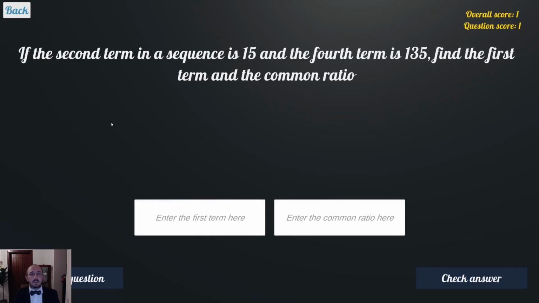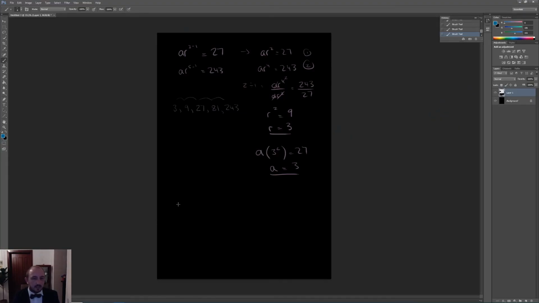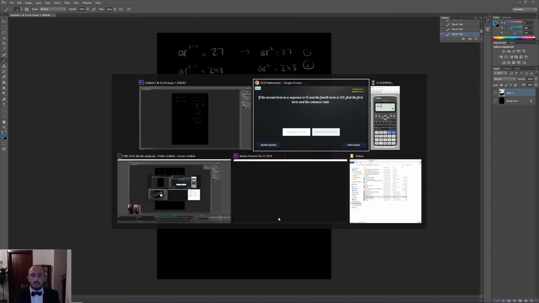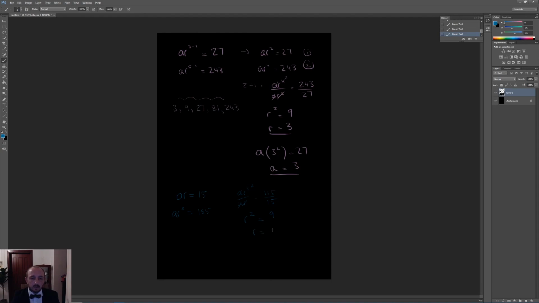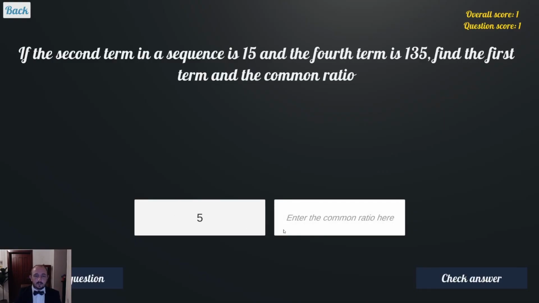The second term in the sequence is 15, so the second term would be AR, and the fourth term is 135, so the fourth term, AR cubed, is 135. We can divide these two: AR cubed over AR equals 135 over 15. Cancel these and we have R squared is 135 over 15, which is 9. So our R will be 3, and we can substitute into AR equals 15, so our first term is 5. Check that against the app: we have 5 for our first term and 3 as the common ratio, and we've got that correct.